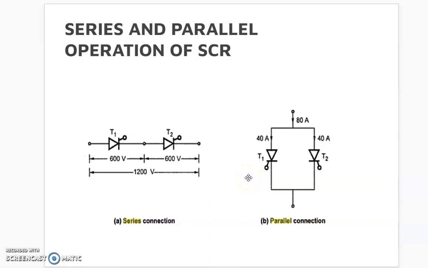But in practicality, the voltage across these SCRs and the current through these SCRs may not be equal. What I am saying is, when you apply 1200 volts, this might be 700 and this might be 500. So there might be some variation. Similarly, if you apply 80 amperes, this might be 30 amperes and this might be 50 amperes. So in ideal conditions this is what happens, but in practicality, the voltage and currents may not be the same in both the SCRs.